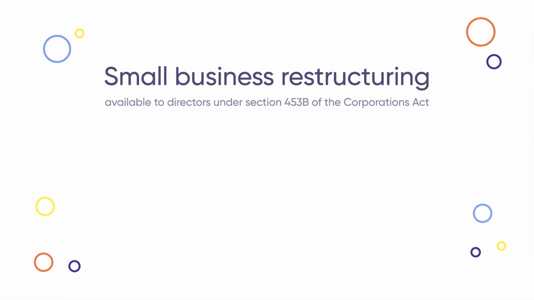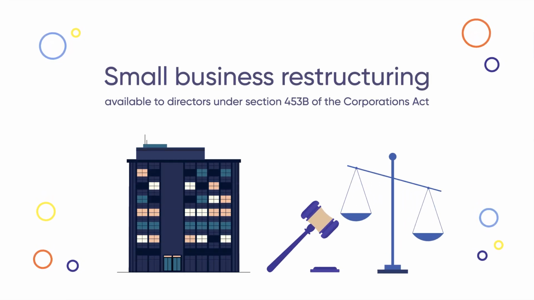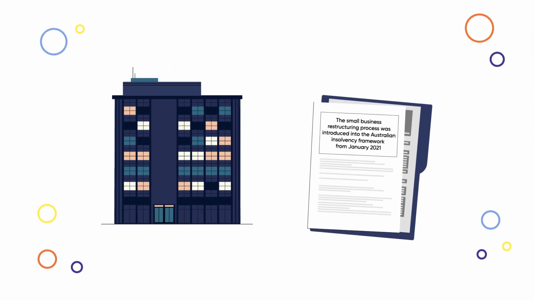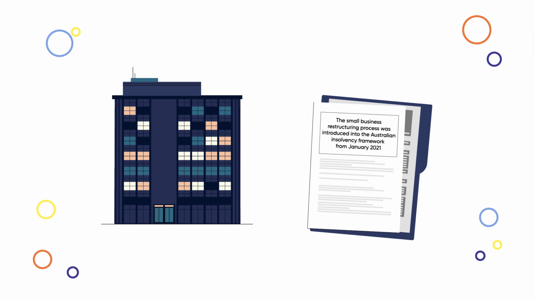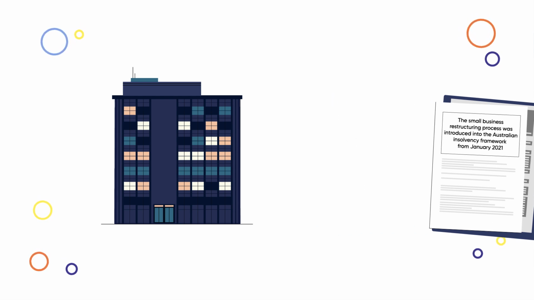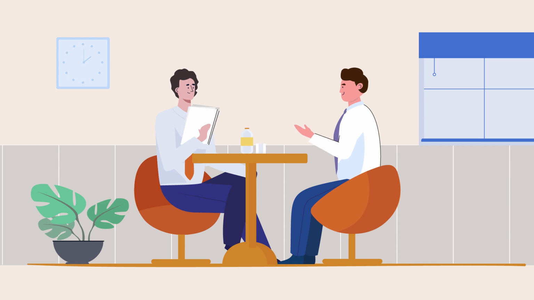Small business restructuring is a process that is available to directors under Section 453B of the Corporations Act. The small business restructuring process was introduced into the Australian insolvency framework from January 2021, and it is used to assist small businesses that are facing financial difficulty. The process allows small businesses to propose a plan to its creditors to restructure its debts while the director remains in control of the business.